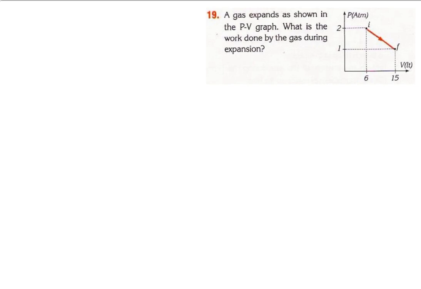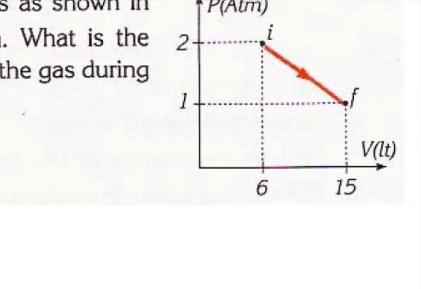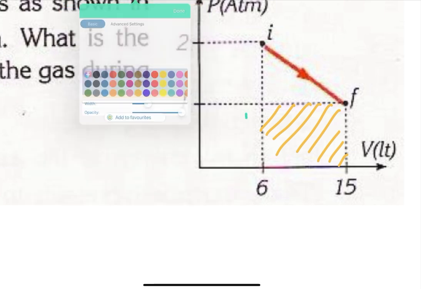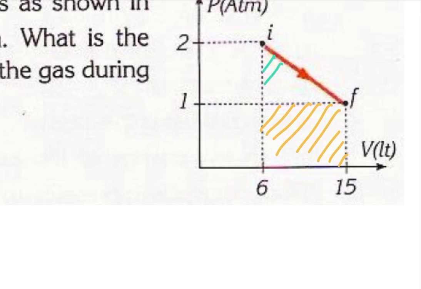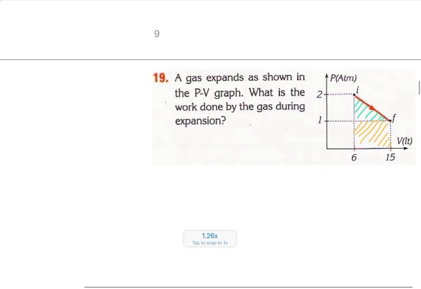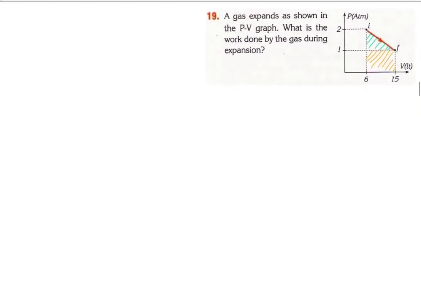Question 19. A gas expands as shown in a figure in a PV graph. What is the work done by the gas during the expansion? So here we need to know that the area under the line gives the work done by a gas. So here, as you can see, by defining the area, we can separate it into two parts. We have this rectangle, area 1, let's say, and we have area 2, so this one. So the area gives the work done. Let's solve it.